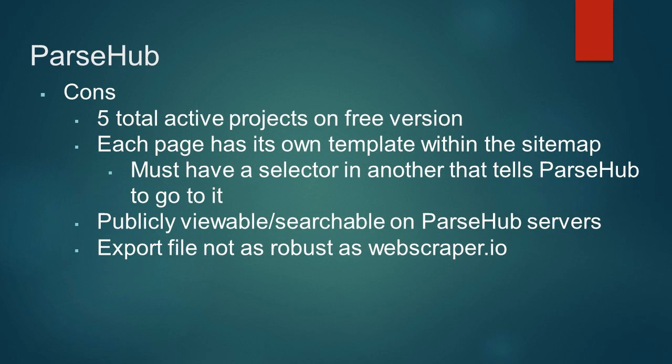Another thing is ParseHub runs on templates within the sitemap, which typically translate to a specific web page. So you'd have one template for the home page and another template for an about page, and then a third one for a collections page and so on. Getting them to talk to each other just to make sure that each page is getting scraped can get a little confusing. That's one of the less usable things with ParseHub. And also the export file doesn't have as much information, and navigating through it is a little confusing as well.